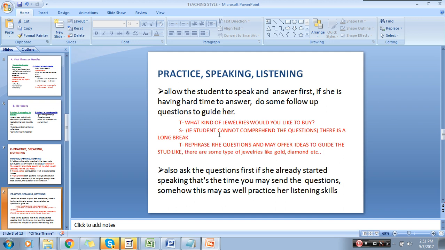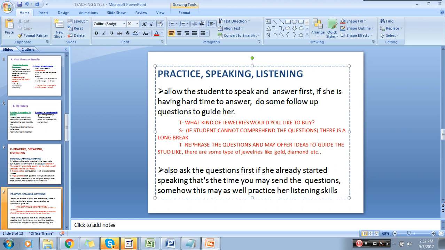Also, it says here if she is having a hard time to answer, do some follow-ups. Example, if you are going to ask your student what kind of jewelry would you like to buy, and if she had a long break, that means her comprehension is not good. So try to rephrase the question. And you may offer ideas to guide your students, like there are some types of jewelries like gold, diamond, etc. So that they may have an idea that, okay, these are the examples of jewelries.